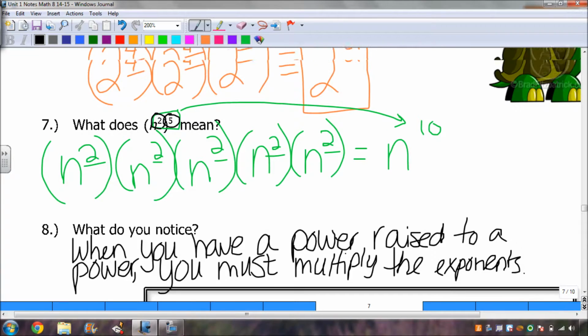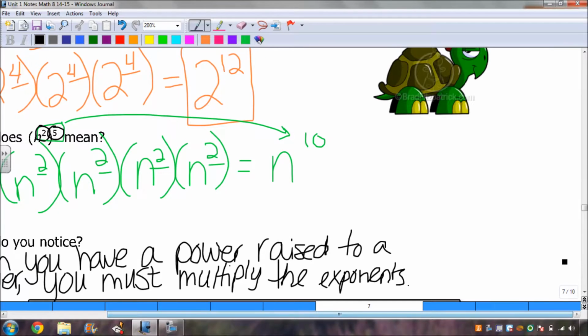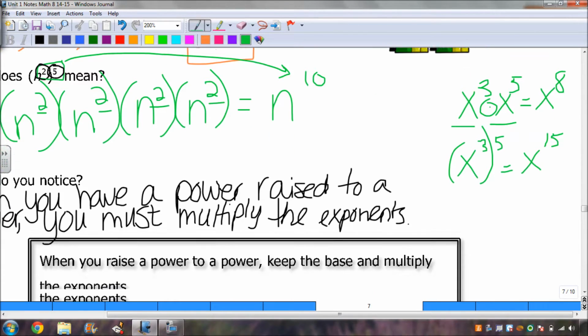Okay, so look right here. If I multiply this 4 by this 3, do I get 12? Absolutely. If I multiply this 2 by this 5, do I get 10? Yes, I do. Now, a lot of people will get these two expressions mixed up with each other. Please be careful not to get these mixed up. If I have, for example, x to the 3rd power times x to the 5th power, that would be x to the 8th power, because we're multiplying them. We're not raising a power to a power. But if I have x to the 3rd power raised to the 5th power, then we would get x to the 15th power.